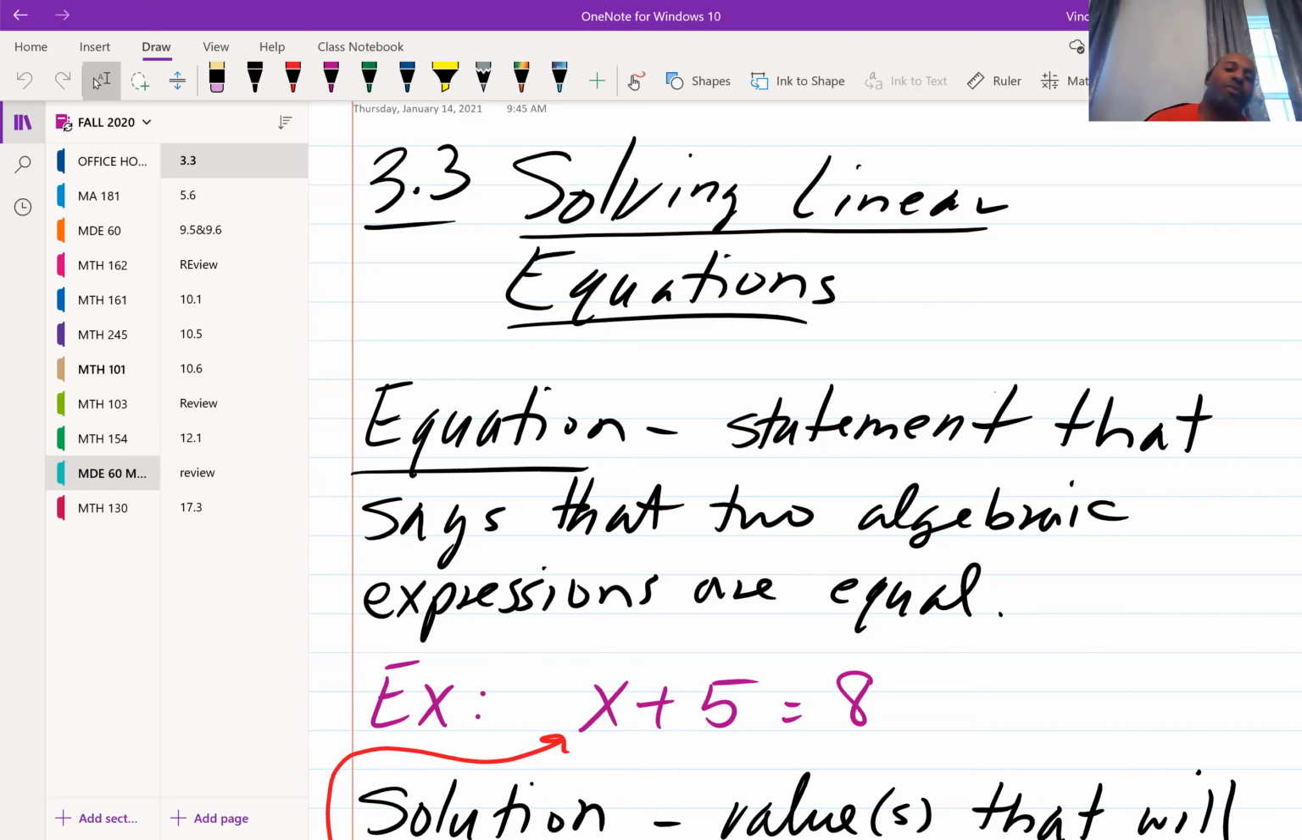All right, so 3.3, solving linear equations. An equation is a statement that says that two algebraic expressions are equal. An example of that is x plus 5 is equal to 8.